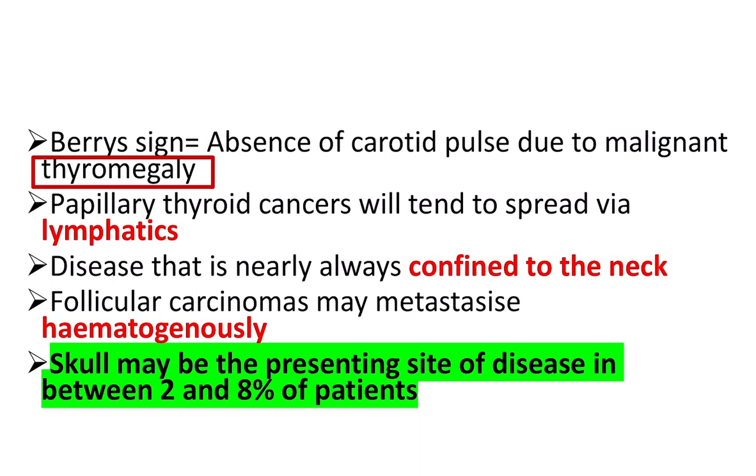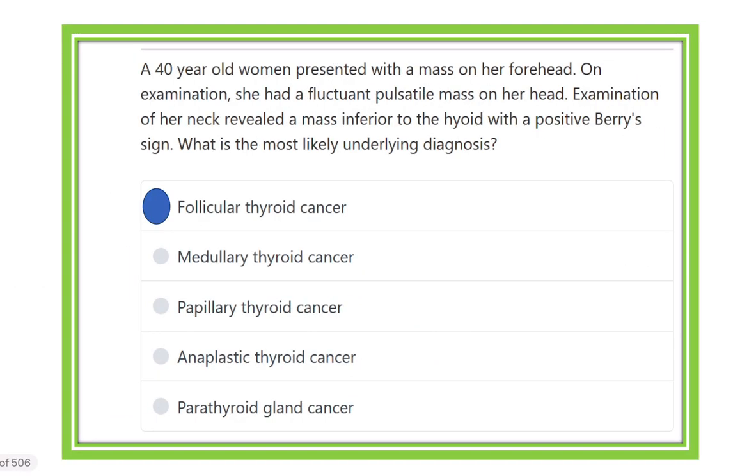Papillary thyroid cancer tends to spread by lymphatics, and the disease is nearly always confined to the neck. So in papillary carcinoma, the disease is usually confined to the neck. But follicular carcinoma metastasizes hematogenously, and it can go anywhere in the body, but most commonly there is skull involvement. So when there is a mass in the forehead, that means blood-borne metastasis of the thyroid cancer. So what is the cause? The cause is follicular thyroid cancer.